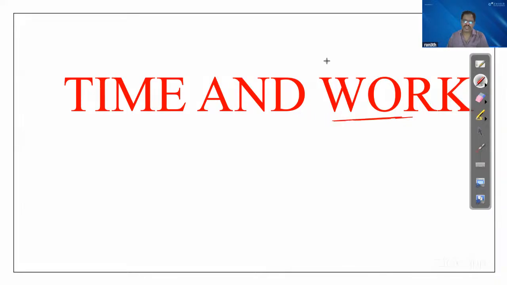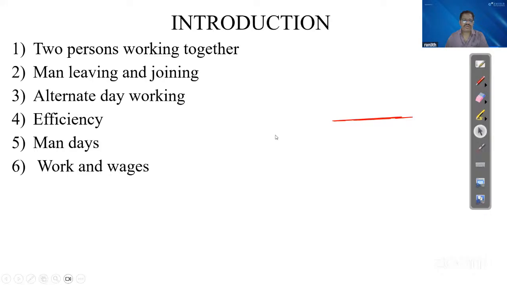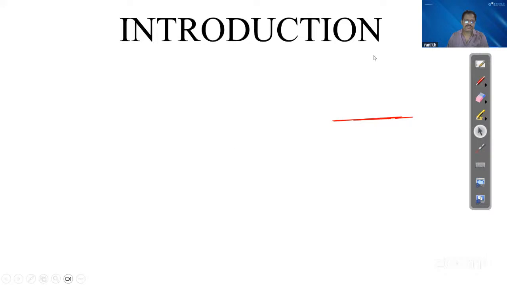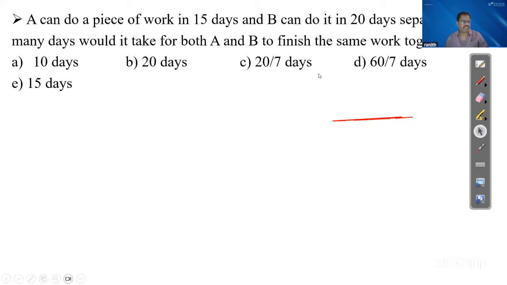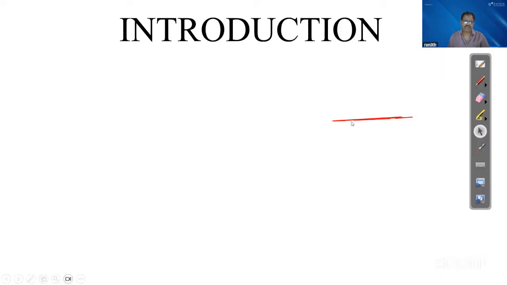So in time and work, we are having different subtopics, where two persons are working together, man leaving and joining, alternate day working, efficiency, man days. So we'll discuss each and everything. First of all, we'll go with the basic introduction of time and work. Initially, I will explain the basic concept of time and work. After that, I will explain the method we need to follow in time and work.